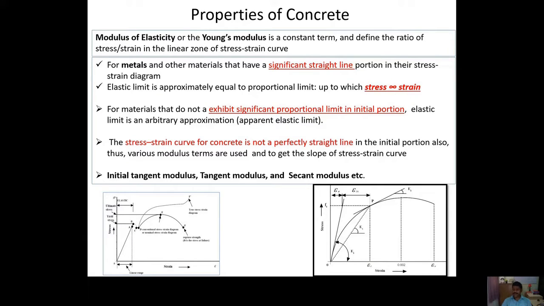So right now we have discussed that Young modulus is the ratio of stress to strain in the linear zone, and the limit up to which stress is proportional to strain is called the proportional limit or the elastic limit. Most materials do not show an elastic limit, so it is very difficult. So what we have to do is get a tangent from the initial portion of the stress strain curve, and use that tangent for linear analysis. If you want to go for non-linear analysis, then we have to use the tangent modulus or secant modulus. So we'll see the basic difference between the initial tangent modulus and the secant modulus.